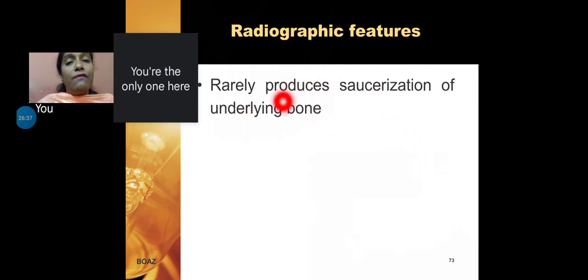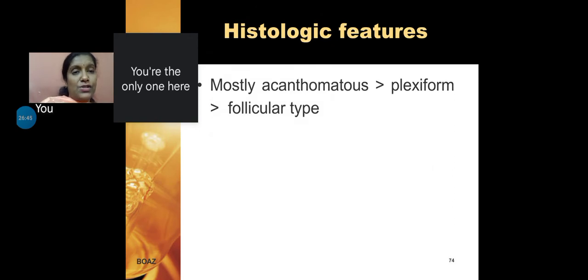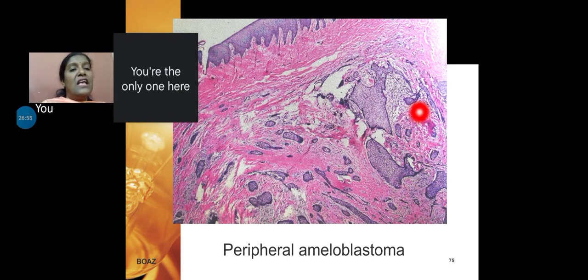Radiography: it occurs in the soft tissues, but because of the pressure effect, it may bring about superficial erosion of the jaw bones, hence a saucerization effect can be seen. Histopathologically, the peripheral forms tend to be mostly acanthomatous type and then plexiform or follicular, in that descending order. You can see surface epithelium of the gingiva, lesional tissue surrounded by completely normal connective tissue. Lesional tissue is separated from the overlying epithelium by normal connective tissue known as the Grenz zone. That is usually a representation of a peripheral lesion.